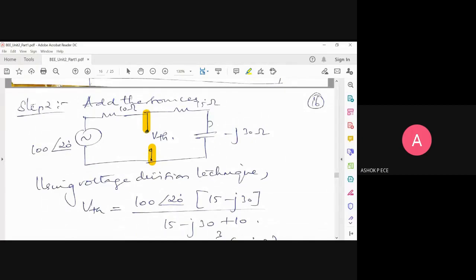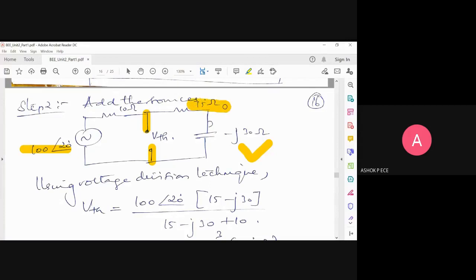And from the diagram, you can see I'm measuring VTH across these two components together. So I can use a simple voltage division technique. You need not find the loop current; you can do a simple voltage division to find the voltage VTH. VTH is measured across the series combination of 15 minus J30. The total applied voltage is 100 angle 20, and I'm measuring across these two components, which are in series. So it is 15 minus J30.